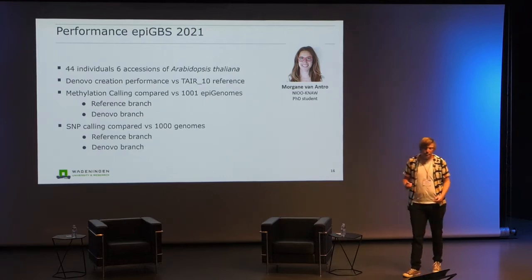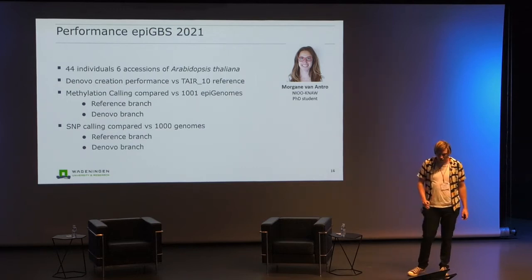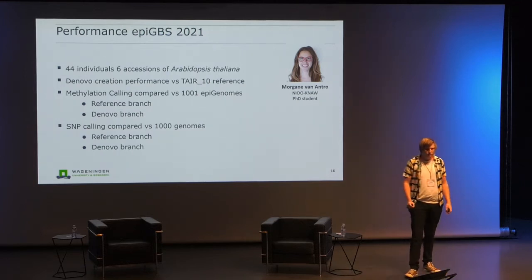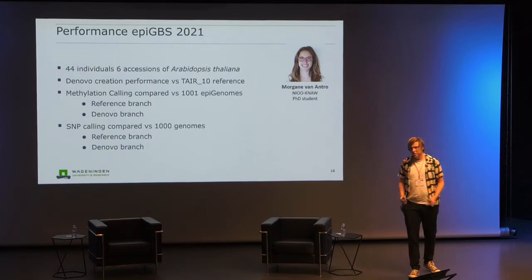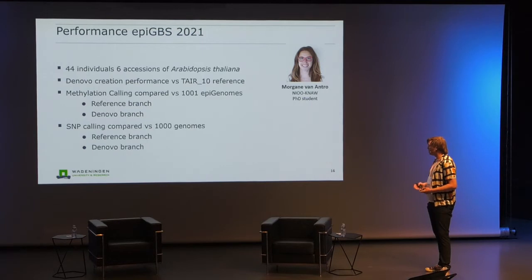So now you're probably all very interested in how well this pipeline works. And for this, I really need to thank Morgan van Antro, because she provided us with 44 individuals of 6 accessions of Arabidopsis thaliana, and not only grew them in the greenhouse, but also did all of the lab work. And with this data set, we decided to see how well the pipeline performed.